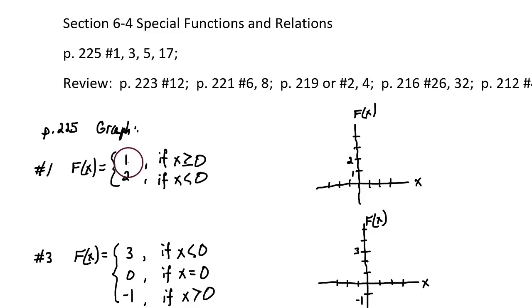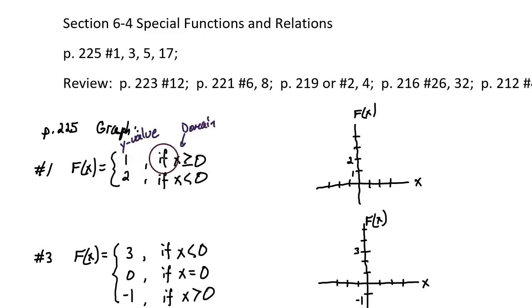Sometimes function f is equal to 1, but only if x is greater than or equal to 0. And other times function f is equal to 2, but only when x is less than 0. So this part right here gives the function value, the y value. This part right here gives the domain, or the x value. Our function will consist of two parts.